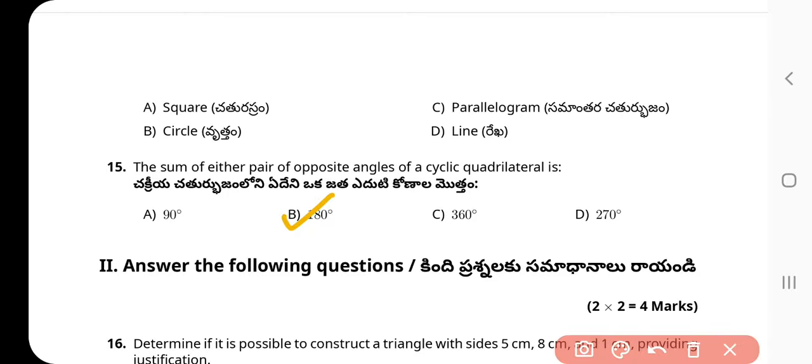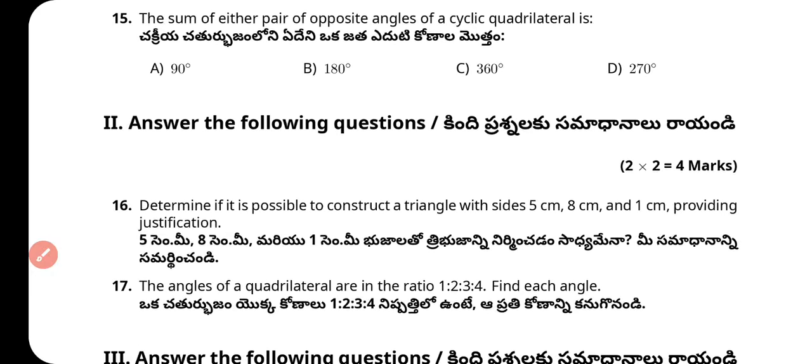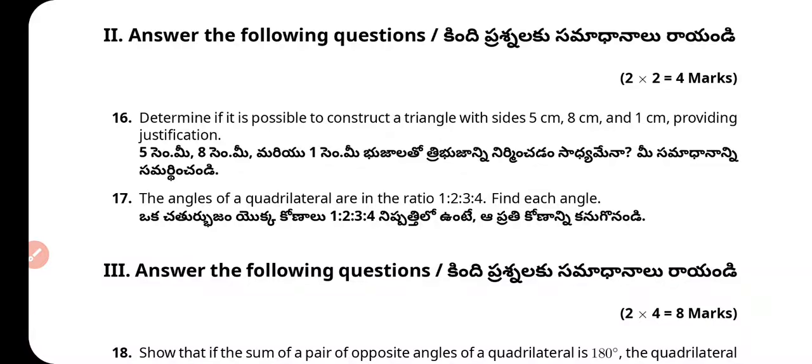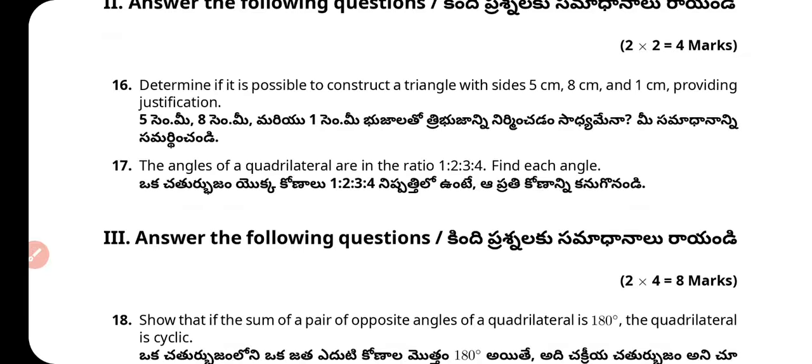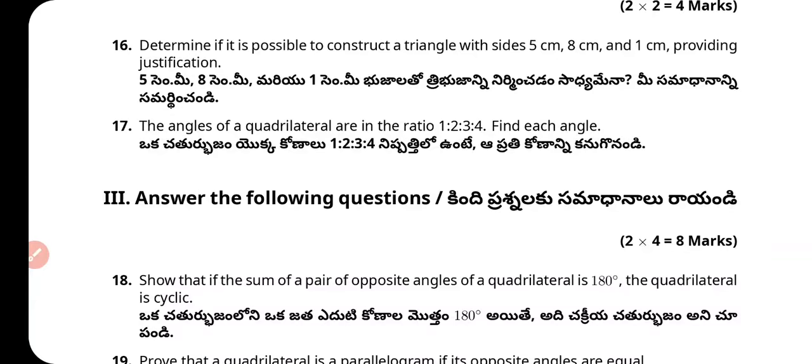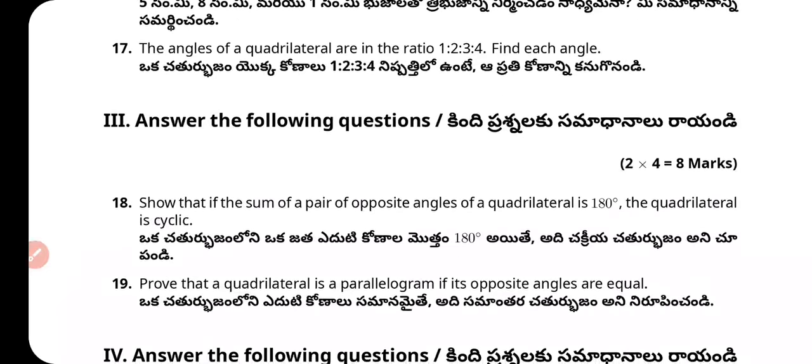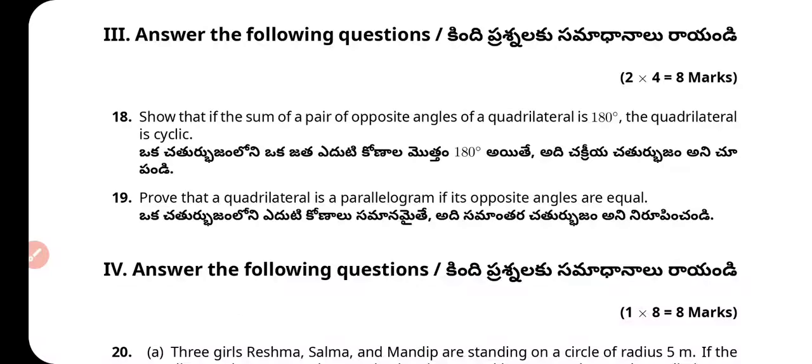Section 2. Answer the following questions. 2 times 2 equals 4 marks. Question number 16. Determine if it is possible to construct a triangle with sides 5 cm, 8 cm and 1 cm, providing justification. And 17th question. The angles of a quadrilateral are in the ratio 1:2:3:4. Find each angle.